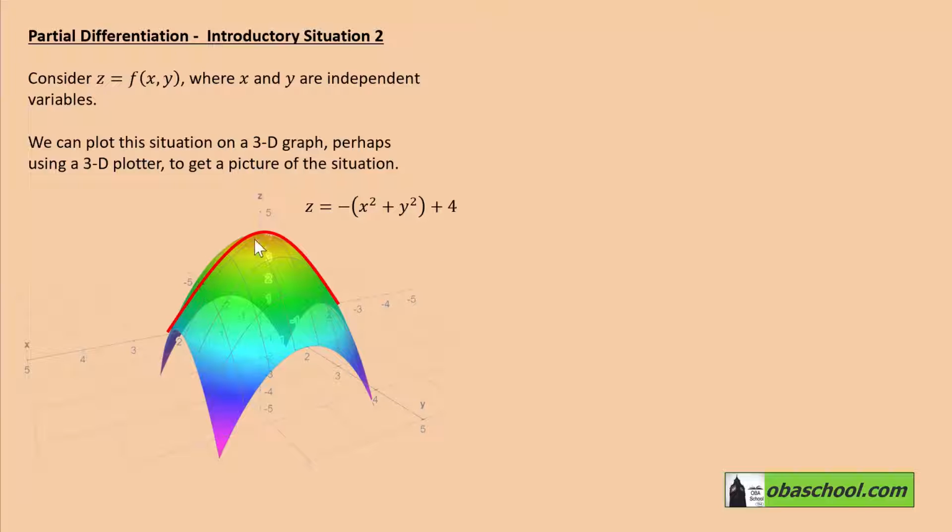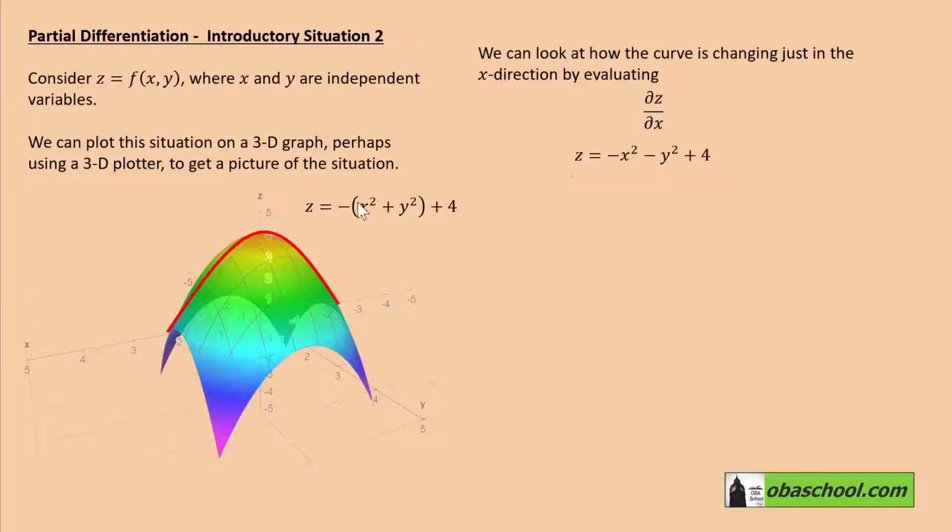We can look at how this situation is changing along the x-axis. We can look at how the curve is changing just in the x direction by evaluating dz/dx, how z is changing when x changes, keeping y constant. Now expanding this bracket gives me z equals negative x squared, take away y squared, plus 4, and therefore dz/dx is just negative 2x. Remember, y is a constant here.